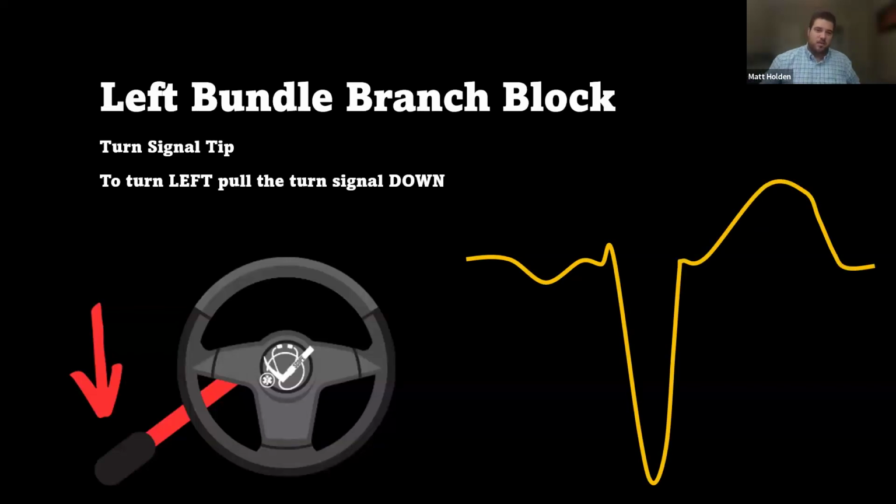Now, another big thing I was asked about is left versus right bundle branch block. My wife is a nurse and she always had difficulties with this as well. So I like to take things that are complex or difficult to understand and try to just make them simple.